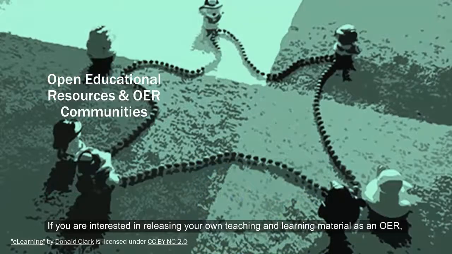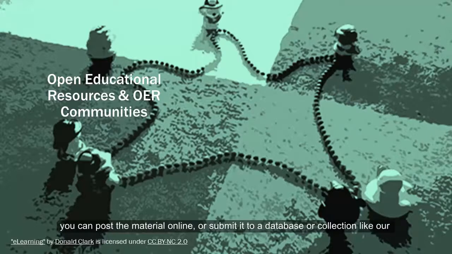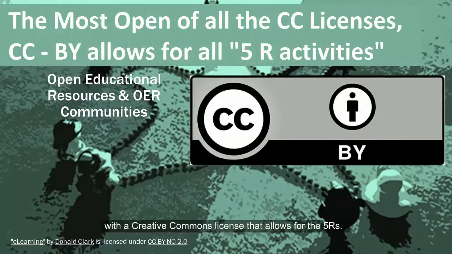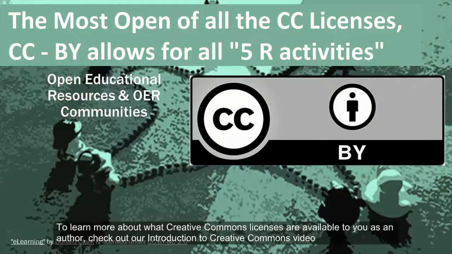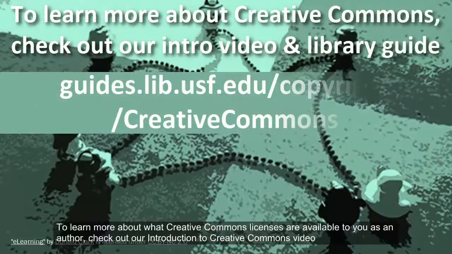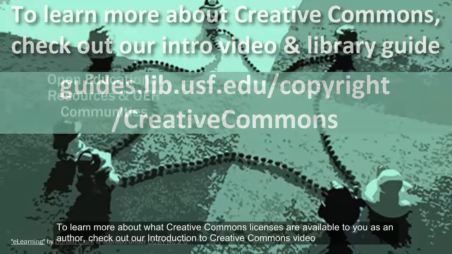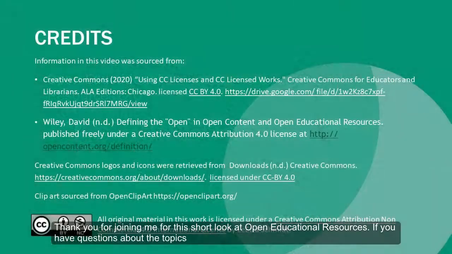If you are interested in releasing your own teaching and learning material as an OER, you can post the material online or submit it to a database or collection like our Digital Commons Institutional Repository with a Creative Commons license that allows for the 5Rs. To learn more about what Creative Commons licenses are available to you as an author, check out our Introduction to Creative Commons video.